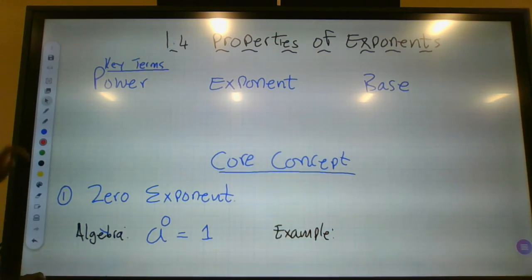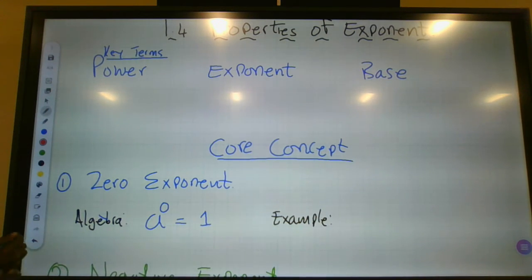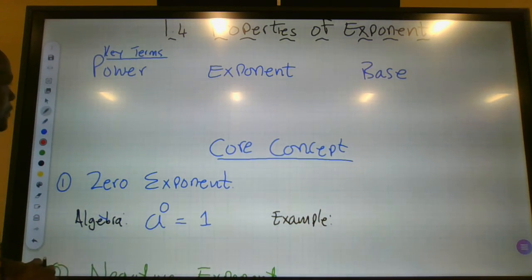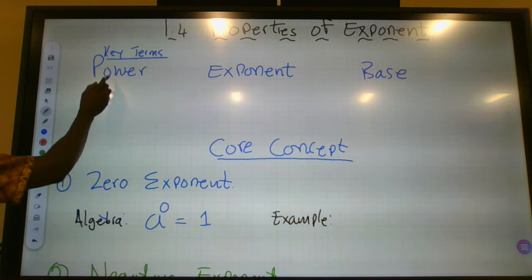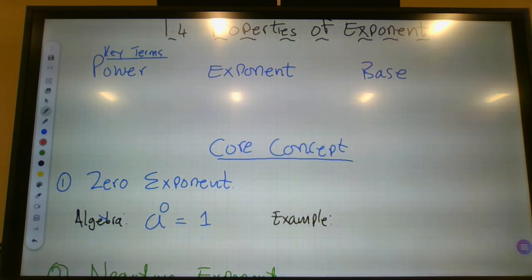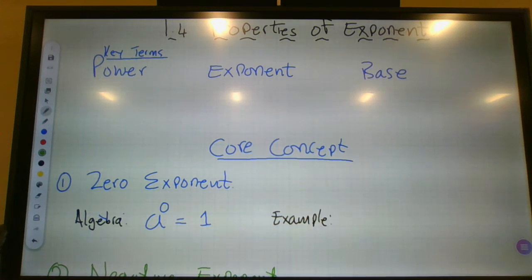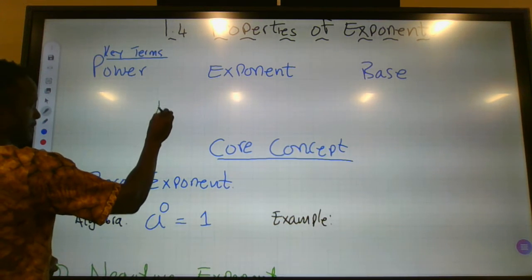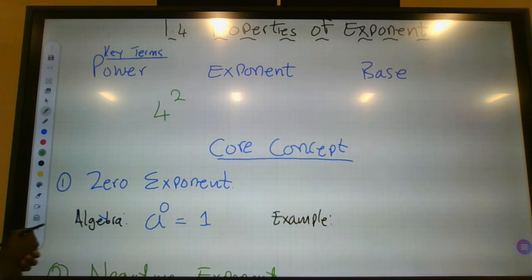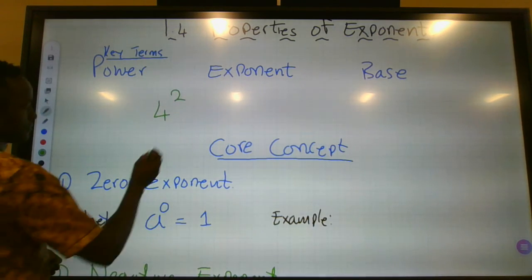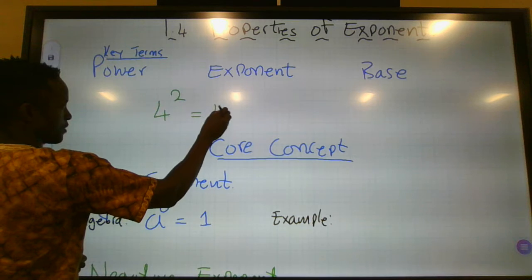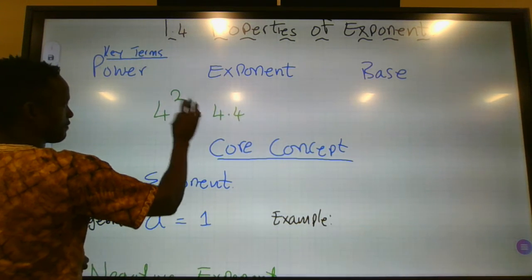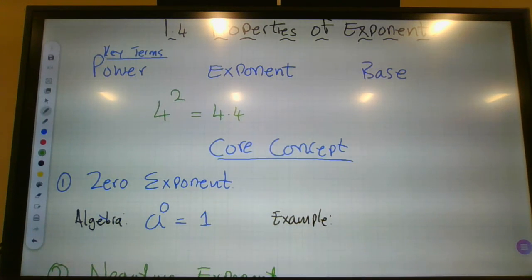Right. So, in this particular section, there are three words that are important for you to know. The first one is power, exponent, and base. So, basically, when I write an expression in this form, some of you will probably remember or know that this means that I'm multiplying 4 to itself. How many times? Twice.